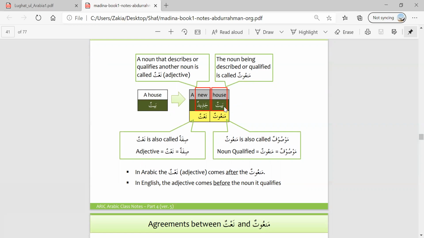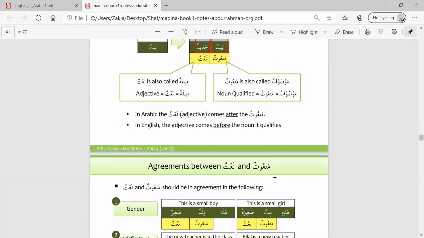Anything that has a sifat, sifat are also known as na'at. So here you have a house, and the na'at is jadid. This is describing, and whatever noun is being qualified becomes a man'utun, or mawsufun. In Arabic, the na'at comes after the man'utun, the noun being qualified. So whatever you're speaking about, the na'at or the adjective comes after it. So in Arabic we say house new. In English we say a new house. So for us, an adjective comes before.